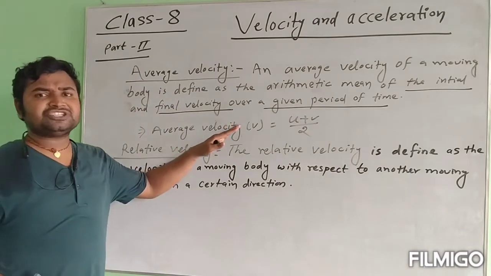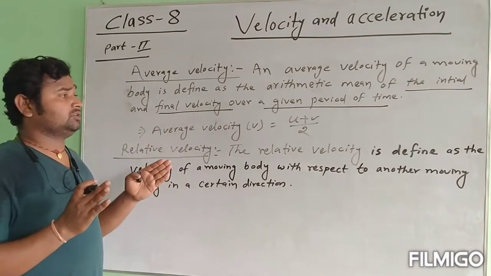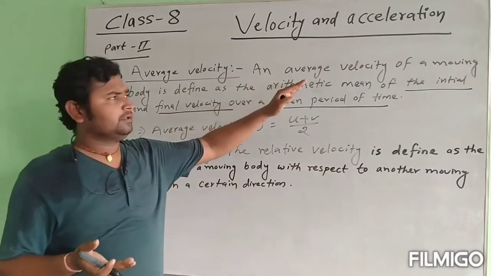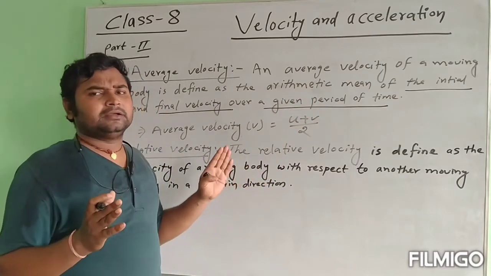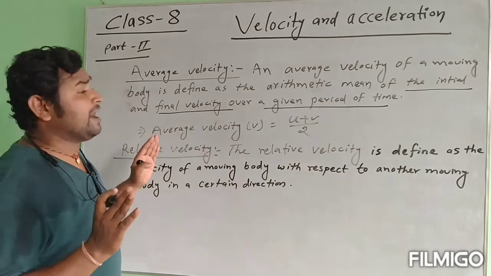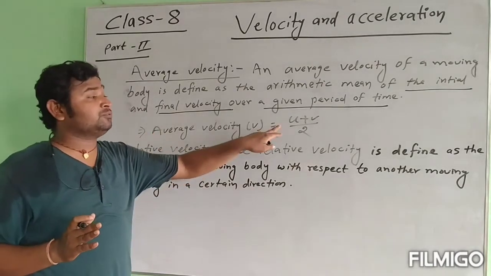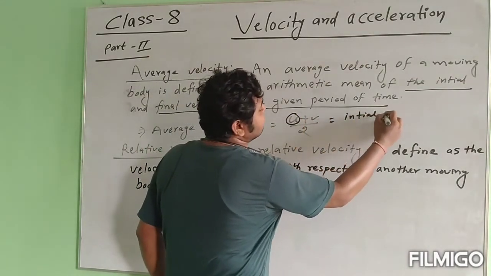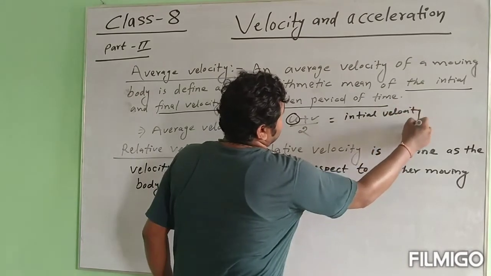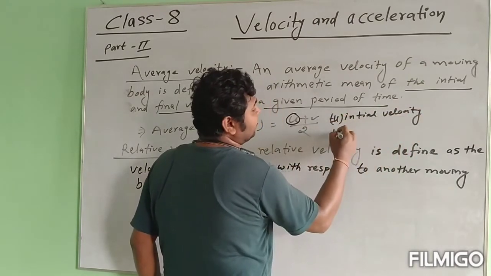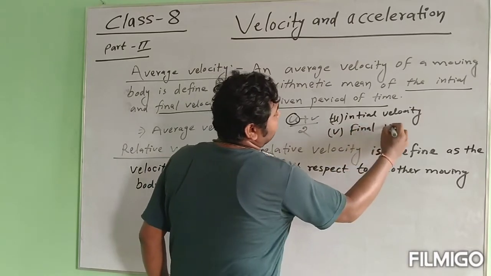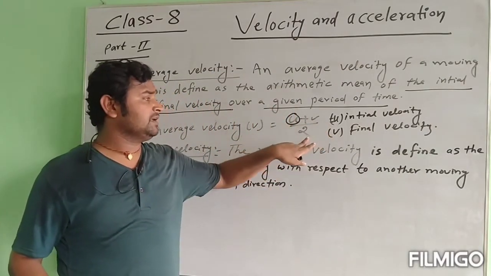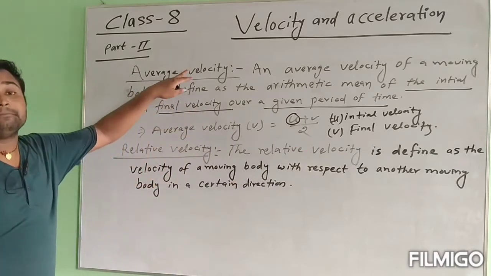It means the initial position and the final position, both. Arithmetic mean means we take the initial and the final values. Here u stands for initial velocity, whereas v is called final velocity. It means initial velocity plus final velocity divided by 2. That is called average velocity.